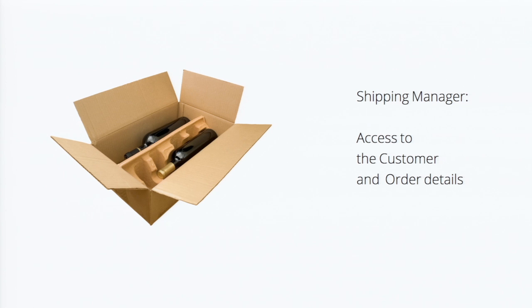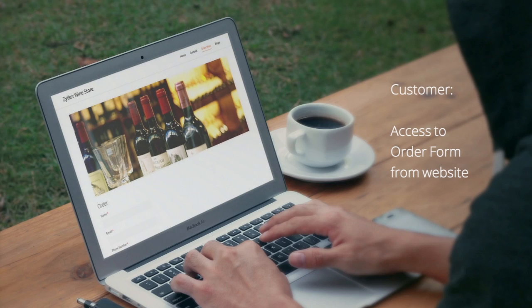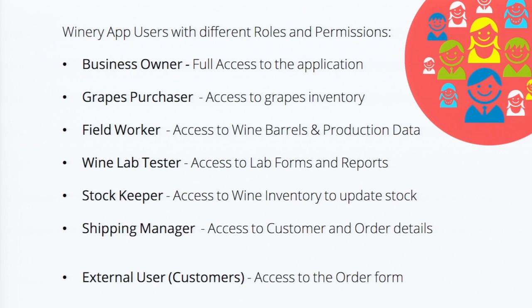He has access only to the customer and order details. And finally, a customer. The customer accesses this order from the Zilka Winery order form in the Zilka wine store on the website, and he is also part of your application. But all he has access to is the order form, right? So you have different sets of people accessing your winery application.